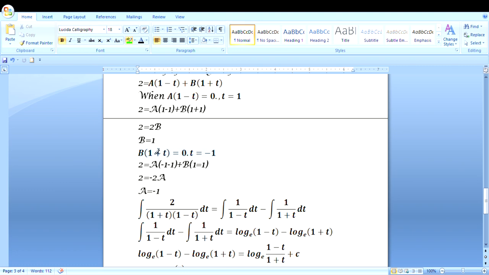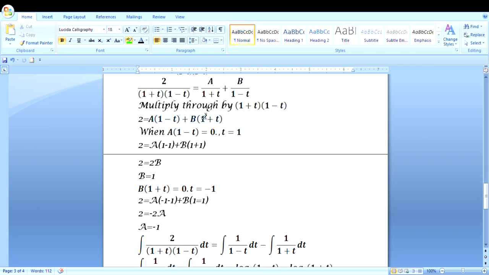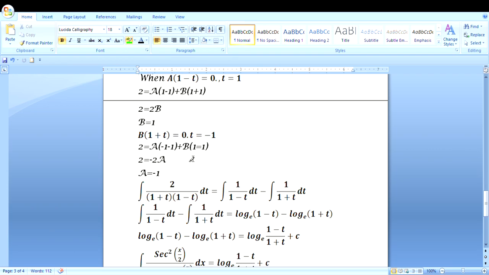Similarly, for us to obtain a, we will let 1 plus t equal 0, so t is equal to minus 1. And if that is done, you see that this becomes 2 is equal to a into 1 minus minus 1, close bracket, plus b into 1 minus 1. Okay, so here we have minus 1 minus 1. So here 2 is equal to 2a, and a is equal to 1.